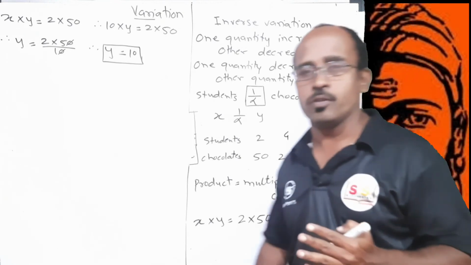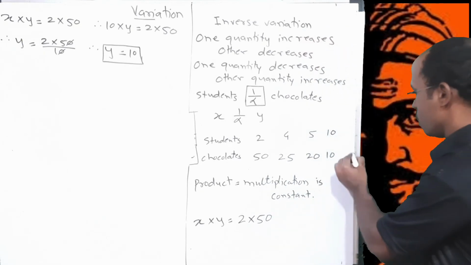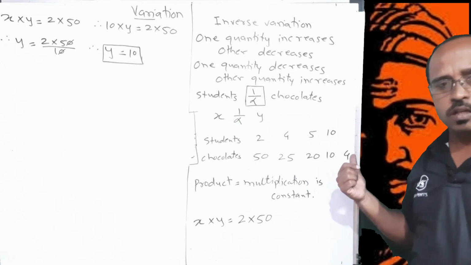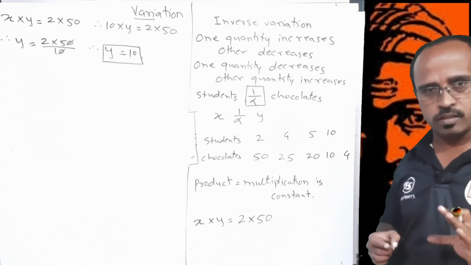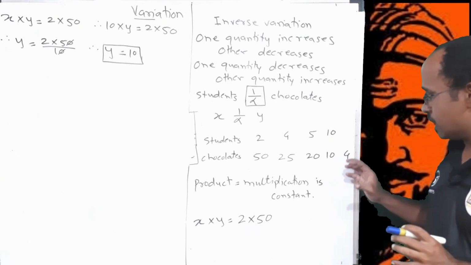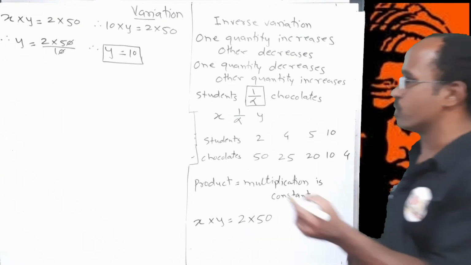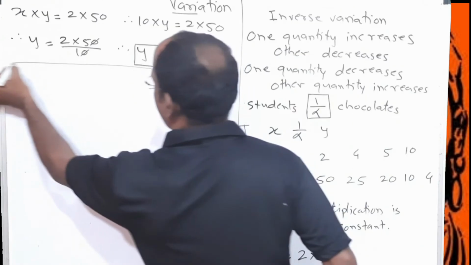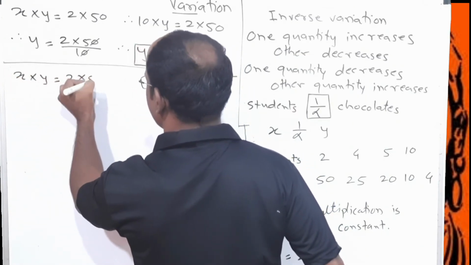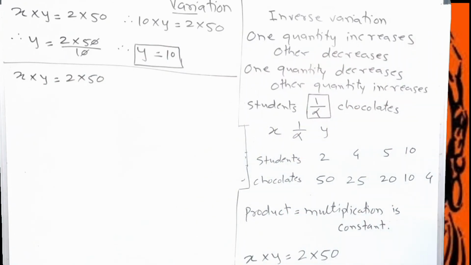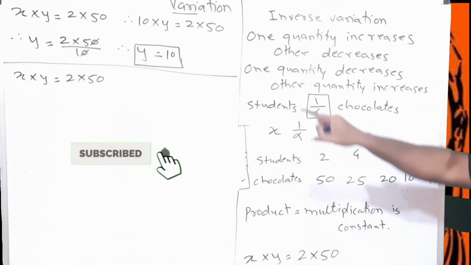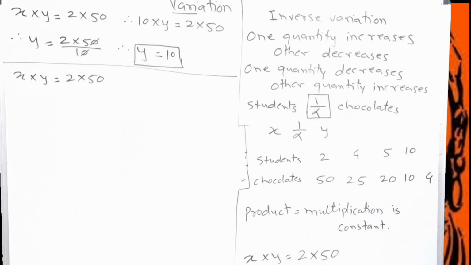if you have to distribute 4 chocolates per student, how many students will get chocolate? Once again we are going to distribute the same number of chocolates. It's an example of inverse variation. So first of all we have to write the equation. The equation is x into y is equal to 2 into 50. You can take any among these, 2 into 50, 4 into 25, 5 into 20, anything. Okay, so x into y is equal to 2 into 50.